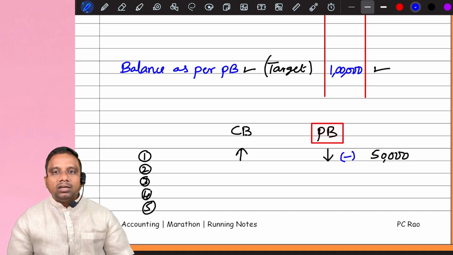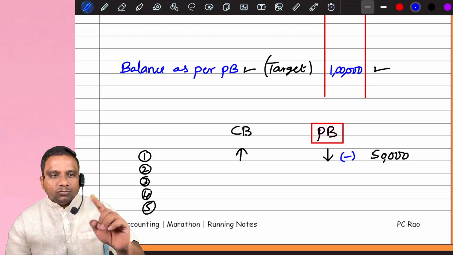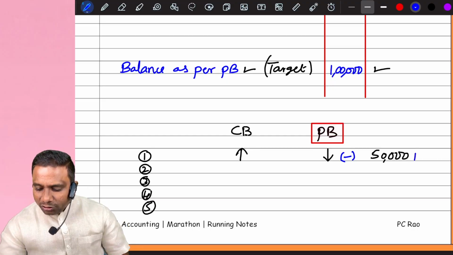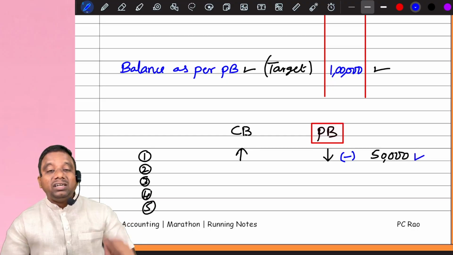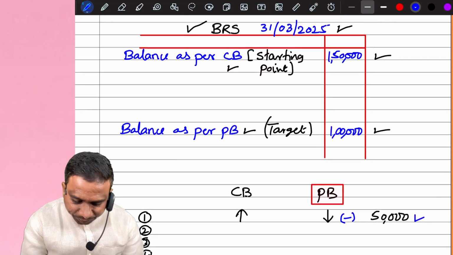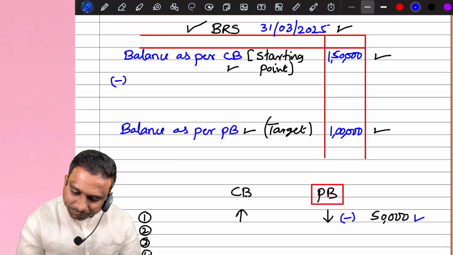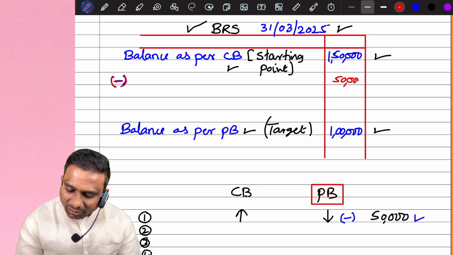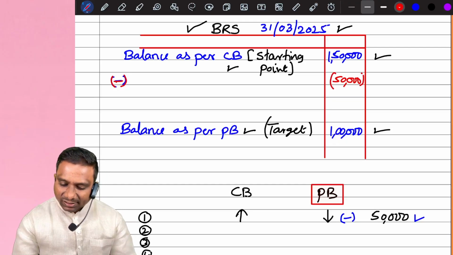This means we started with cash book. You do one thing: from cash book balance, if you deduct this 50,000 rupees, you get ultimately the passbook balance. Tell me. Less, less. Observe carefully. If you can understand one thing, then you can understand the remaining things easily.